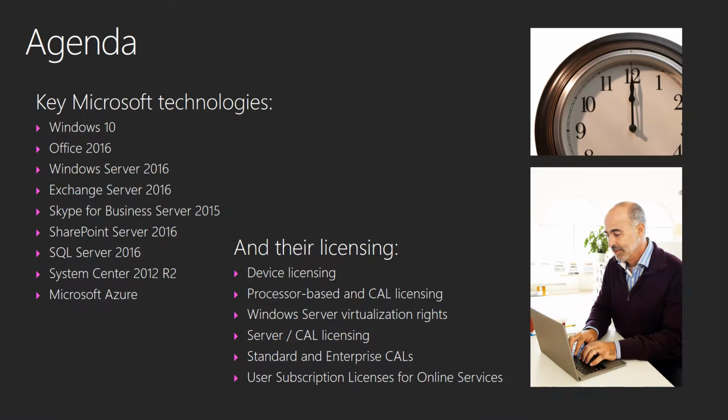So this is what we'll be covering in this session. We'll be running through the key Microsoft technologies as listed here on the left-hand side, and we'll cover the basics of how they are licensed. And that means you'll be building up your knowledge of some different licensing models, for example, device licensing and server CAL licensing, etc. And this will enable you to put together a kind of shopping list, if you like, of the licenses needed for a particular solution, and then other training in this series will help you determine which program those licenses should be purchased through.